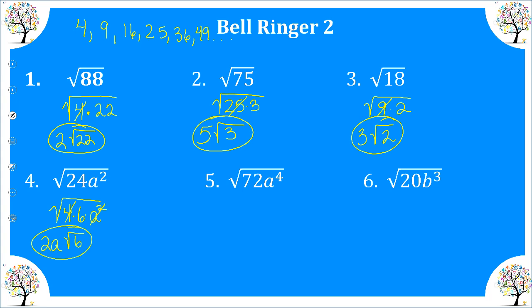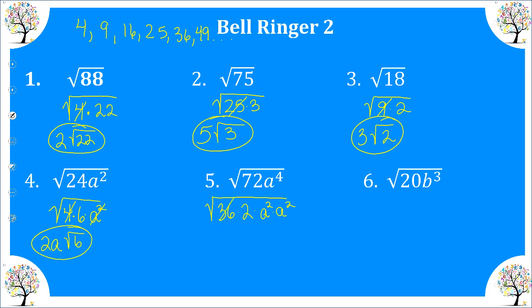Number 5. Now 72 has 2 factors that are perfect squares, 9 times 8. But the better choice would be 36 times 2. And now I'm going to break down a to the 4th into perfect squares. A squared times a squared gives me a to the 4th.